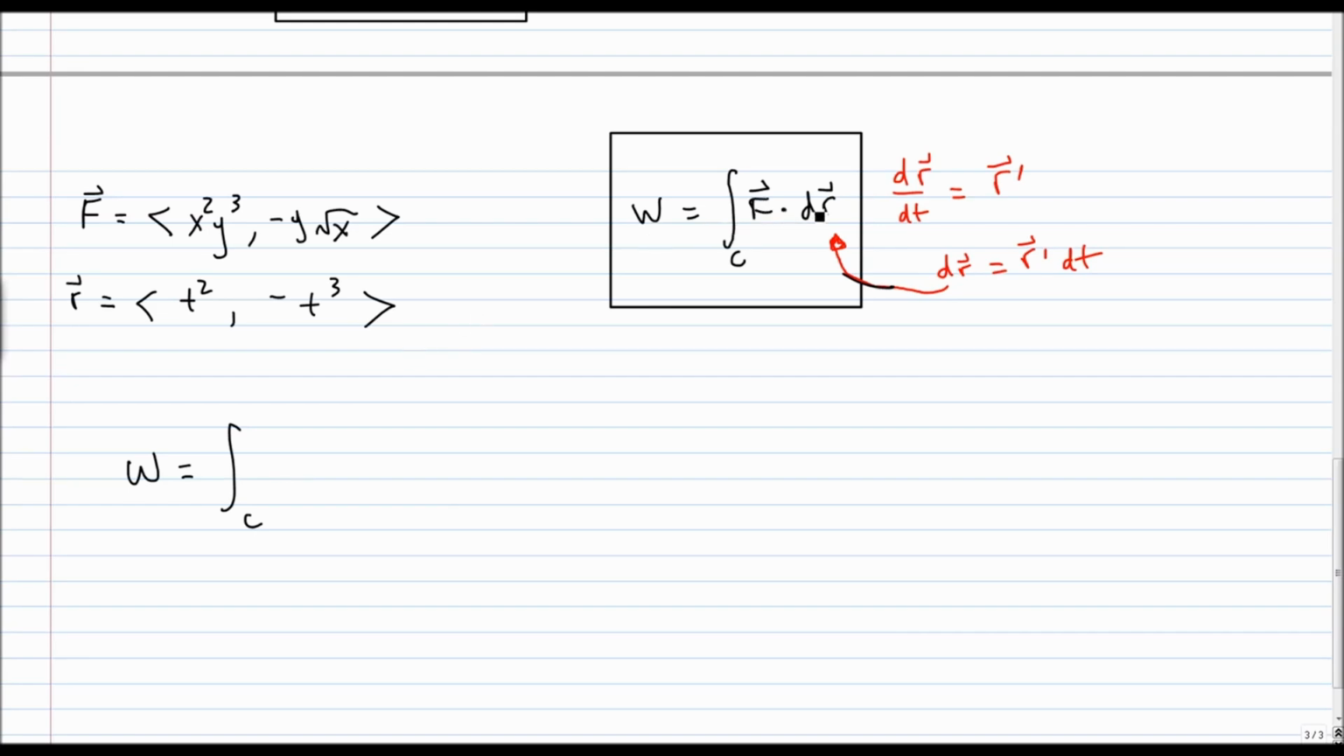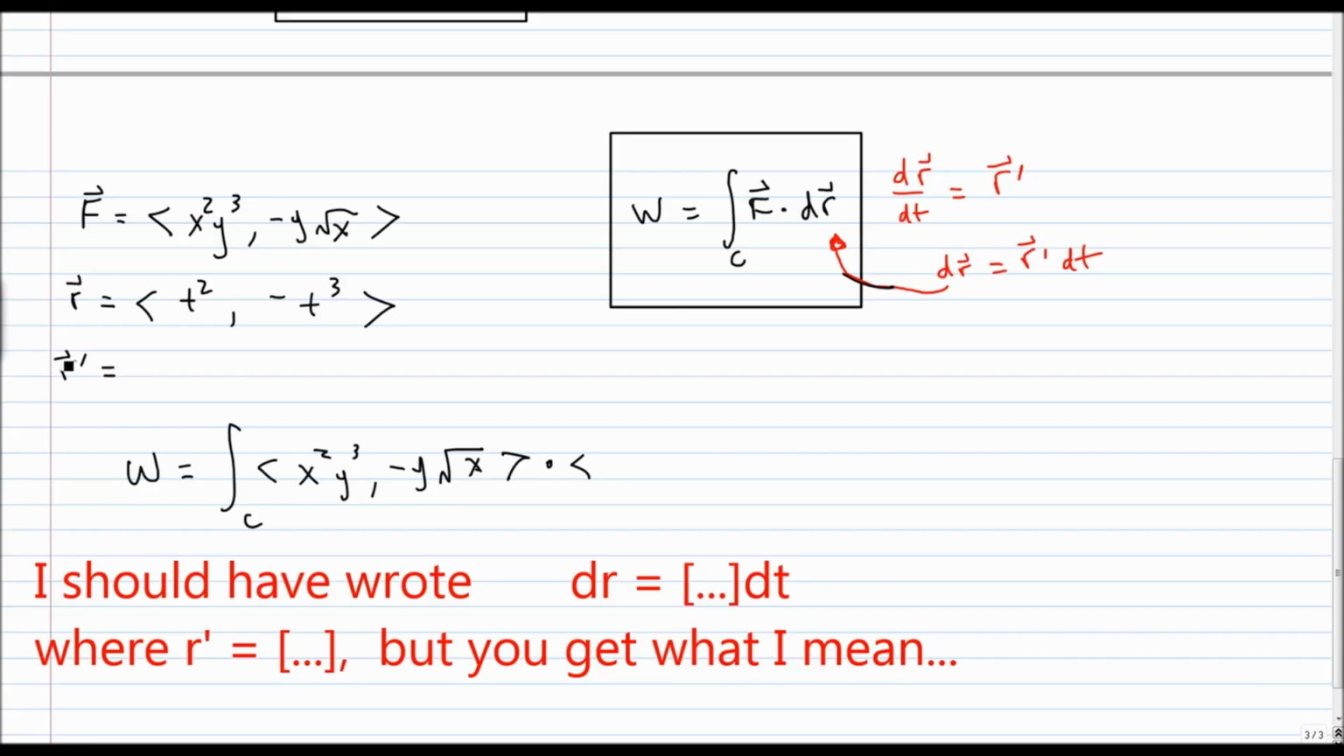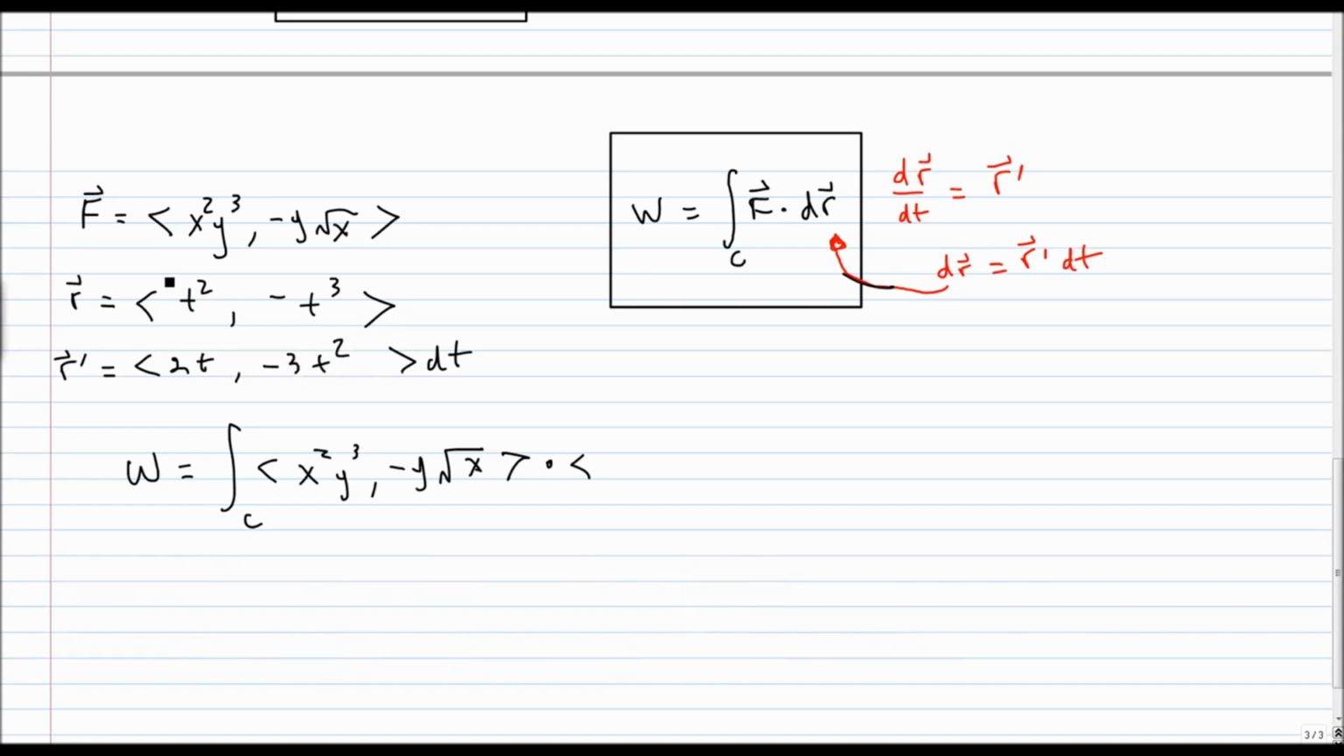So if I wanted to plug in my values, I would have F is this guy right here. F's x component is x squared. Now dr, well, r is this guy. So if I want to calculate r prime dt, I just take the derivative of r here. So 2t and then negative 3t squared. Okay, so I plug r prime dt right here.